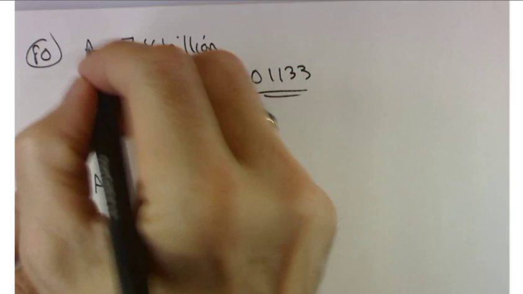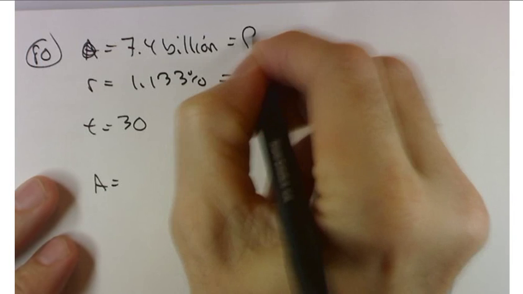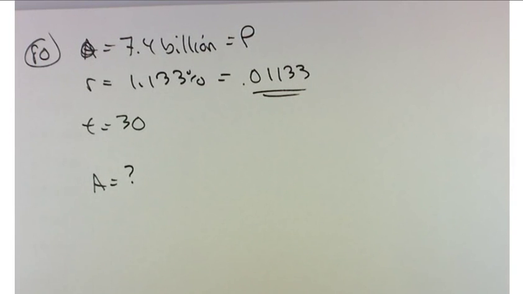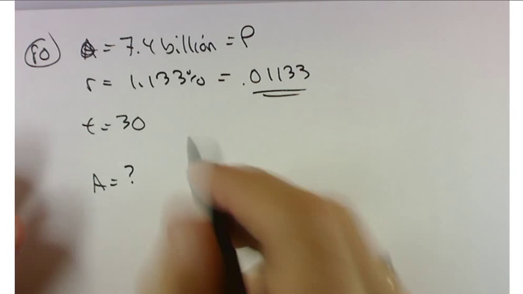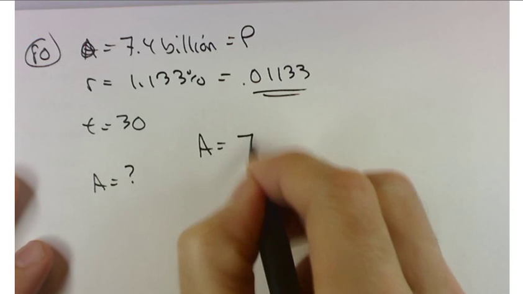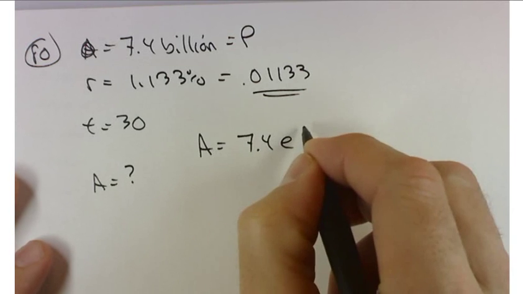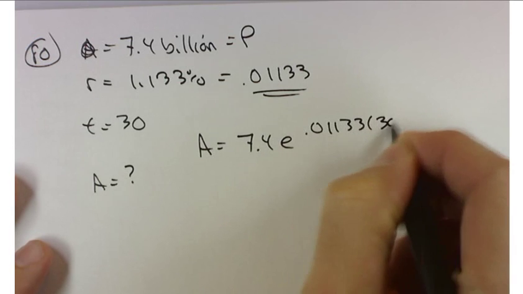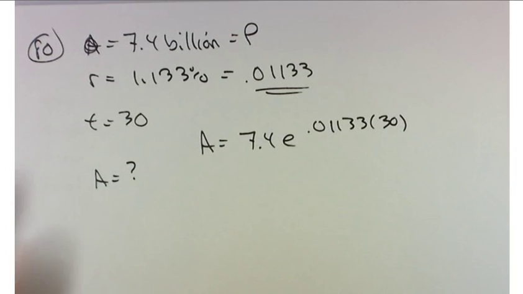Yeah, you're right. Thank you. So the question is, what's the population going to be like in 30 years? So that would be A equals 7.4 e to the 0.01133 times 30. Round your answer here to the nearest tenth. I don't think this formula is going to be that accurate that we need to round it to the nearest 10,000th.